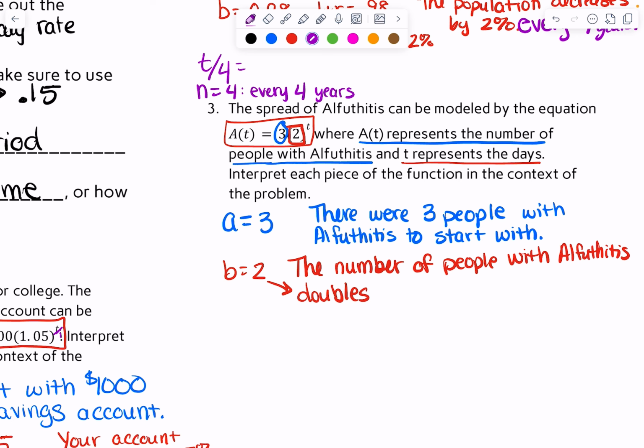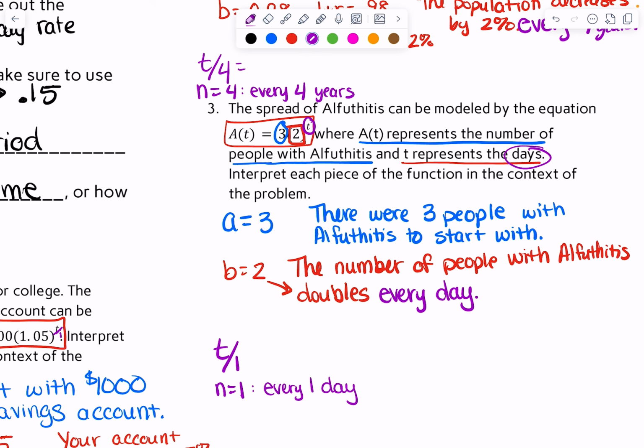And then finally we have this t, right? So t has that invisible divided by 1, which means the n is 1. And n being 1, since t is representing the days, is every 1 day, or just every day. So the number of people with alpha-thytis doubles every day.